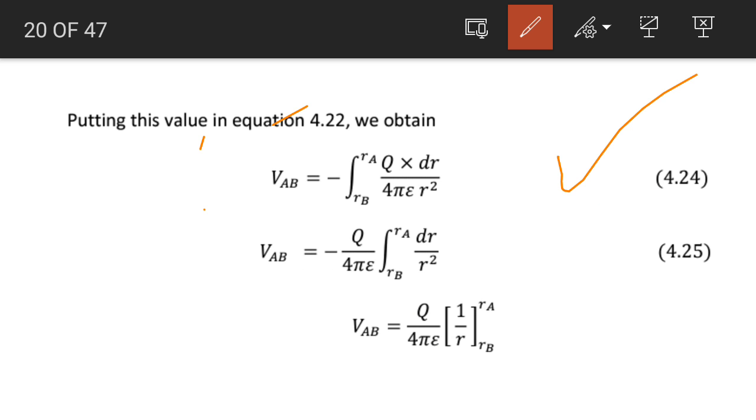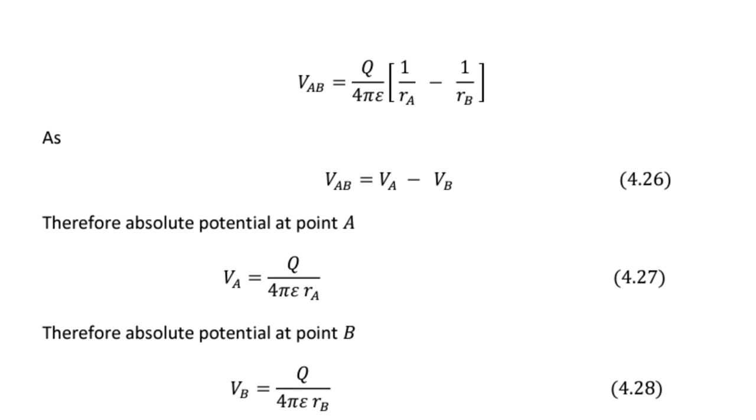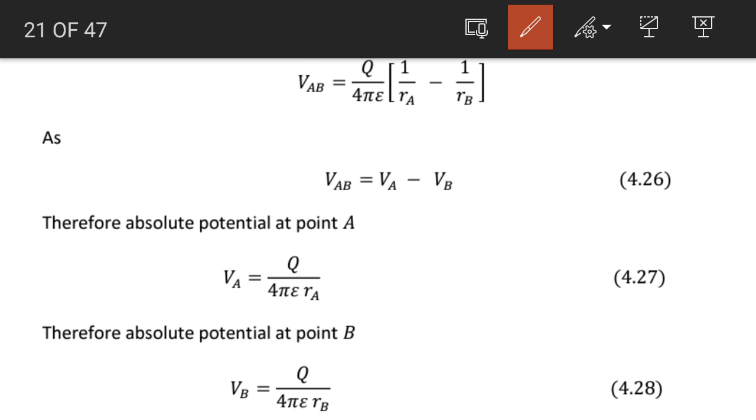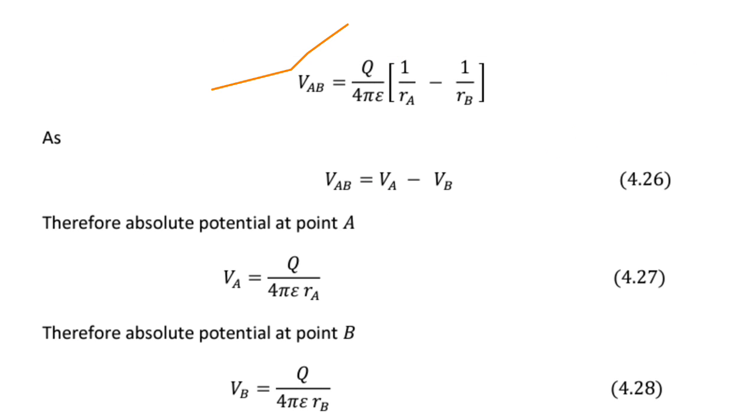And equation number 24 can be written as minus Q by 4 pi epsilon, and then we have the integration of dr by r square. And we know that the integration of dr by r square is minus 1 over r. So the voltage between these two points will be equal to Q by 4 pi epsilon into 1 over r. If we put the limits on the right hand side of this particular equation, the voltage between these two points will be equal to Q divided by 4 pi epsilon into 1 over rA minus 1 over rB. So this is how we calculate the voltage between these two points.